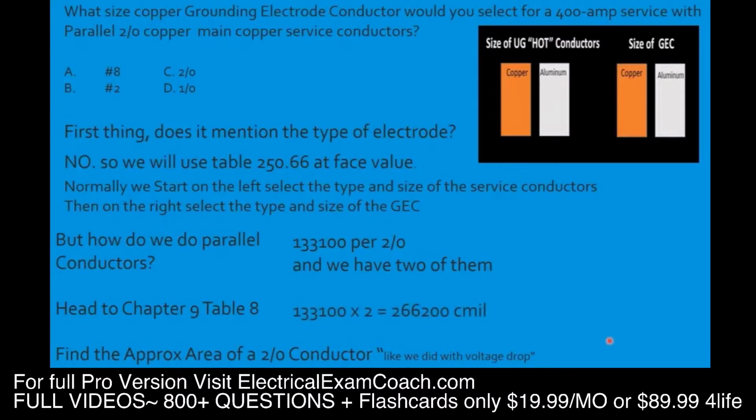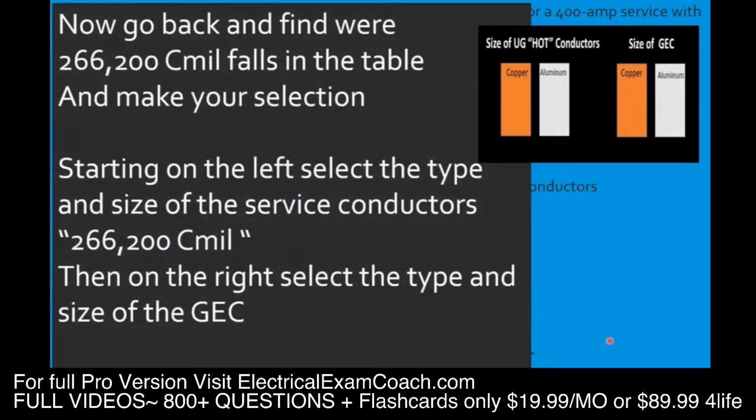Once we get our total circular mils, we head back to our original table, 250.66, and find where that conductor falls in our table. Now this is listed in circular mils. If we wanted to turn it into kcmils, we would just divide by 1,000, but it's pretty easy if you just leave it in circular mils. Starting on the left-hand side, that is now the size of your service conductor. We've converted it to just one conductor. We found the area of one of the parallels, multiplied it by 2, and now we're just treating it as one large conductor.